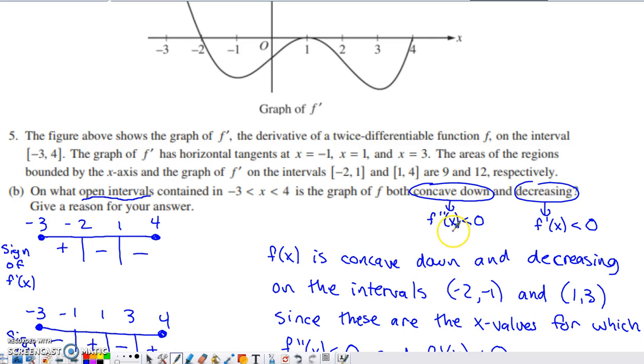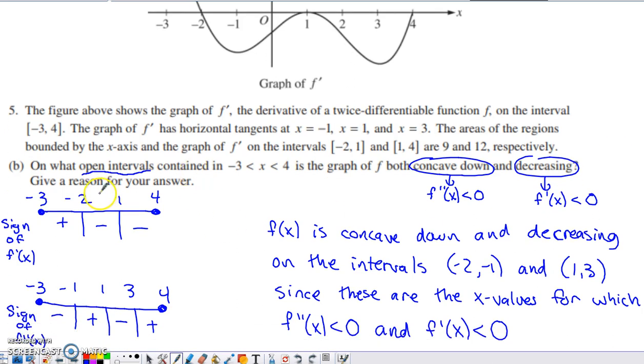So concavity has to do with the second derivative, and our graph is concave down if the second derivative is less than 0, if the second derivative is negative. Our graph is decreasing if the first derivative is negative. So we basically need to know when f prime and f double prime are negative.